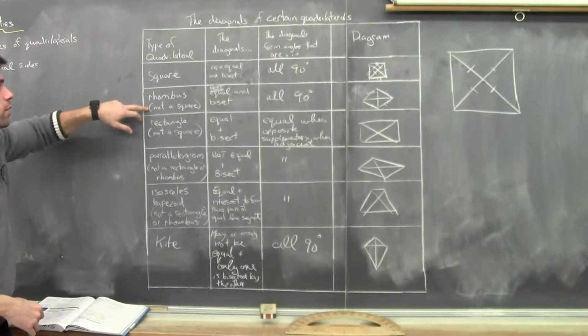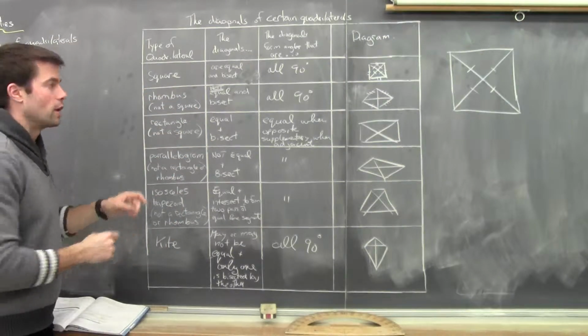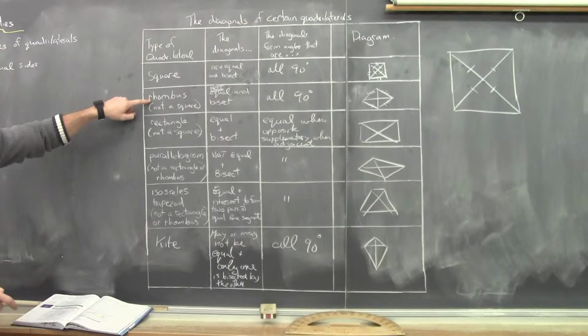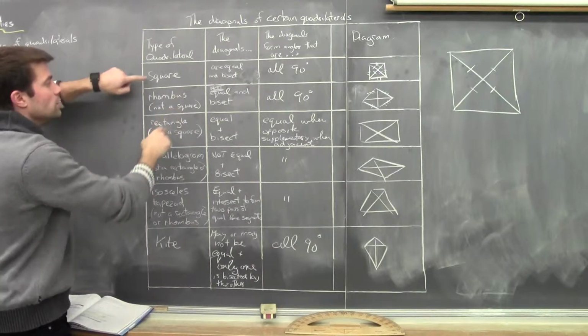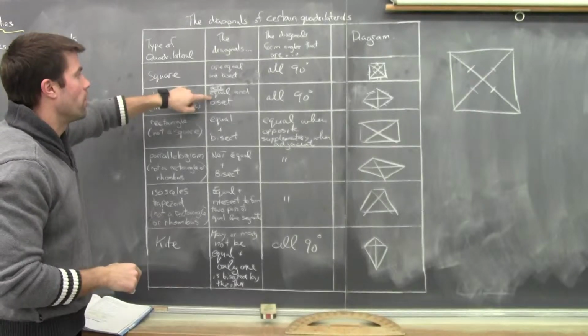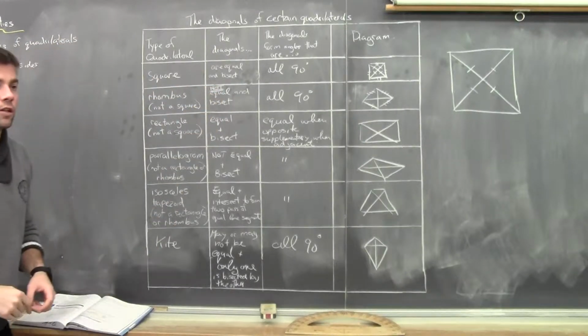Okay, so the next one, rhombus. It's not a square. Remember what a rhombus is: the four sides are the same length. But we're not talking about a square in this situation. So even though a square is a rhombus, we're talking about all other rhombuses besides square. For all other rhombuses besides square, the diagonals are not equal, but they do bisect each other.